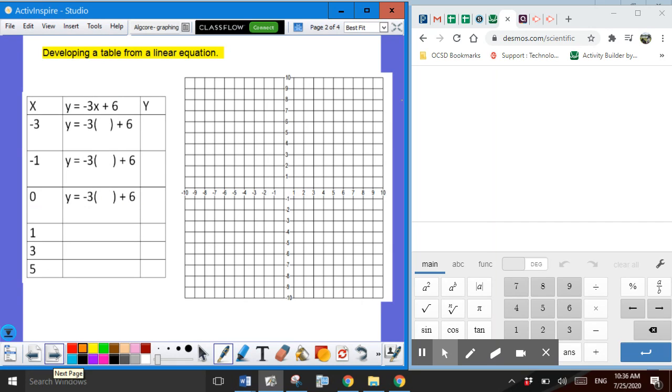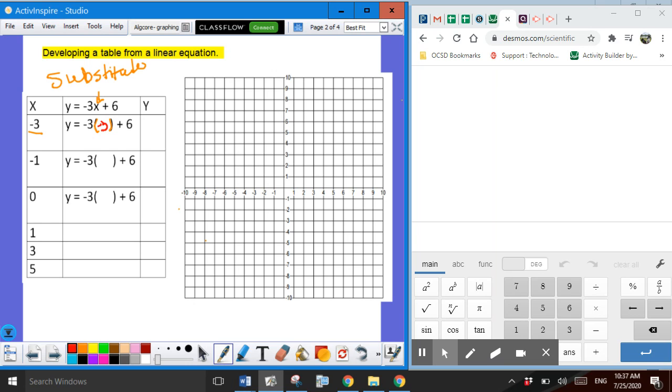Okay, so let's develop a table from a linear equation. So we're given y is equal to negative 3x plus 6. That's what we're given. And we need to come up with, given x is negative 3, what the y value is. So what I'm going to do is I'm going to substitute, and we know that means replace. So the negative 3 is going to go where the x is. And we know that anytime we substitute, we use parentheses. So this negative 3 is going to go right here.